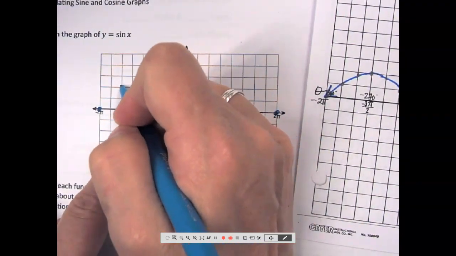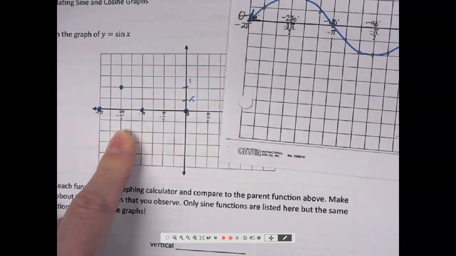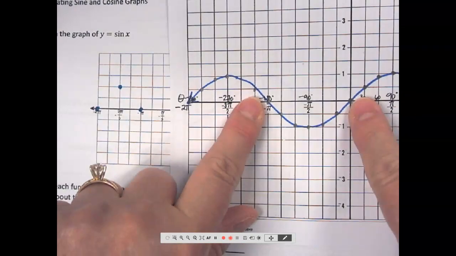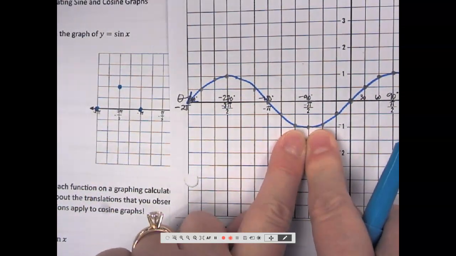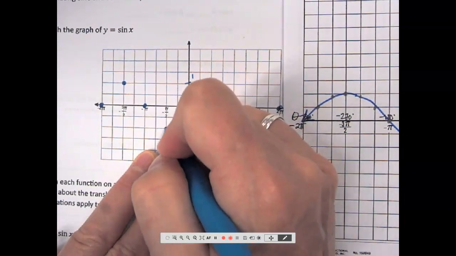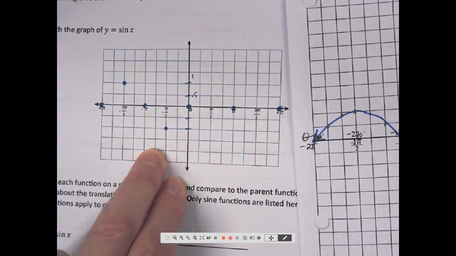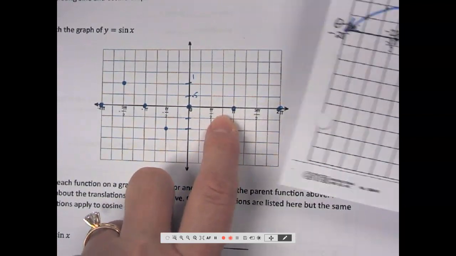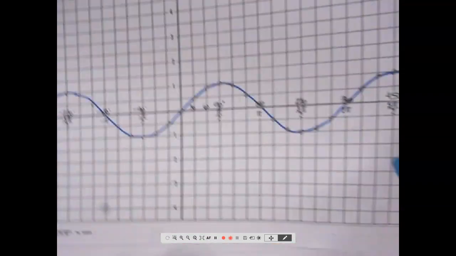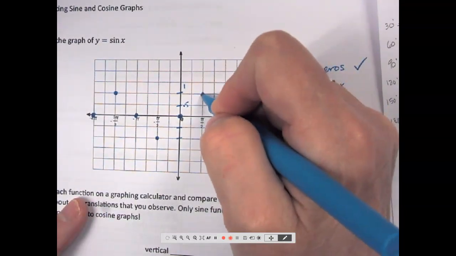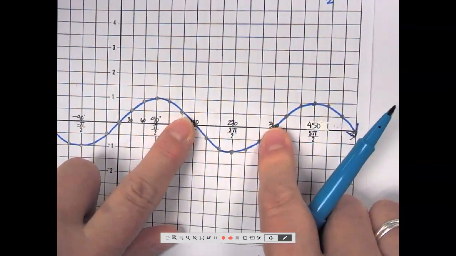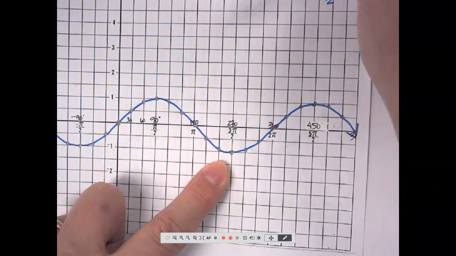So a max here. Okay. Halfway between the next two zeros, I'll be at a minimum. So the next one will go down to negative 1. Okay. Halfway between the next two zeros, I'm at a maximum. And then halfway between the next two zeros, I'm at a minimum. Do you see how I'm alternating that?